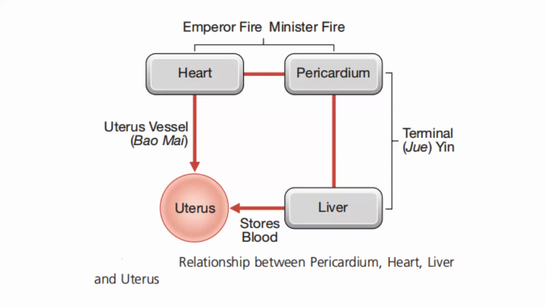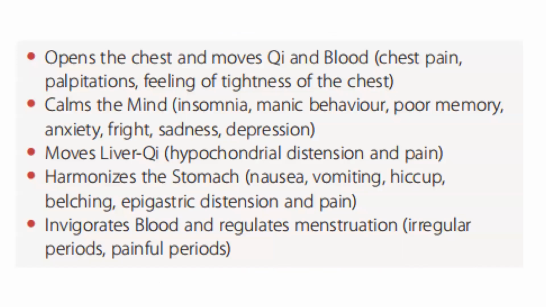So the heart is connected to the uterus via the uterus vessel, and the pericardium, being part of the terminal yin or jue yin channel, will be very important in treating liver issues because the liver stores blood. So this somehow explains why Pericardium 6 is very effective for heart and liver issues.